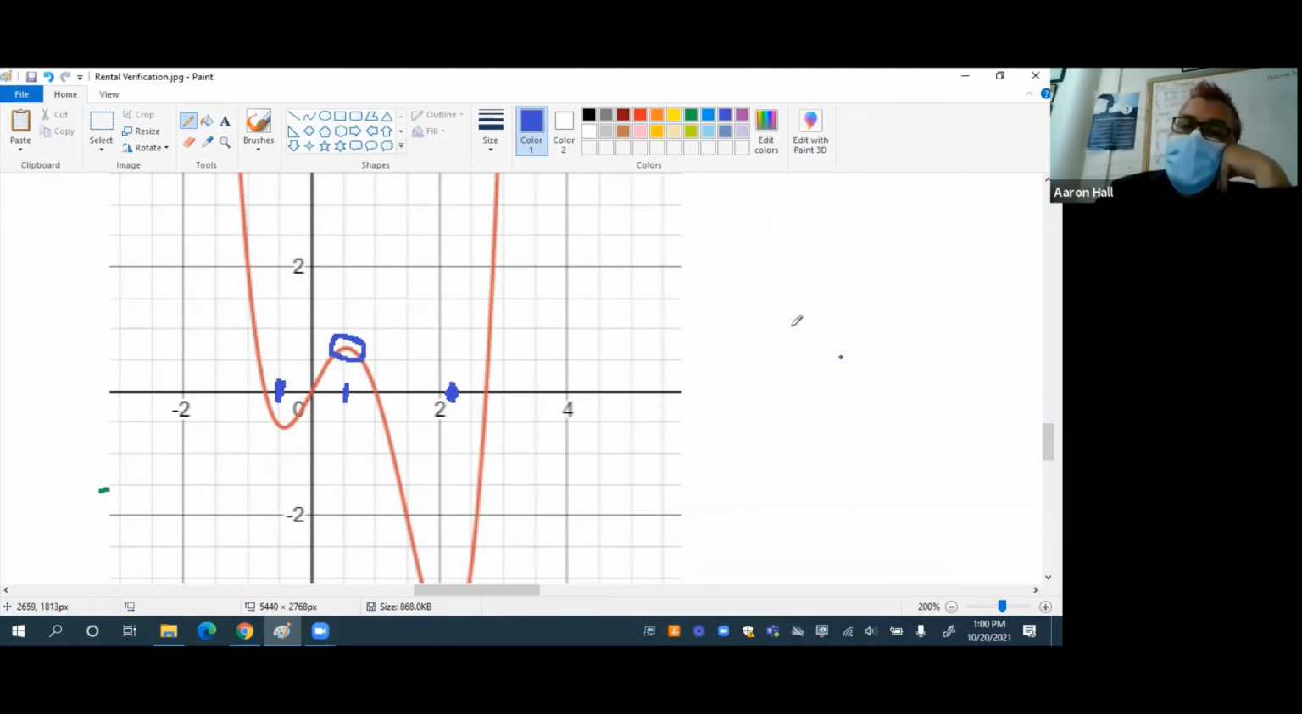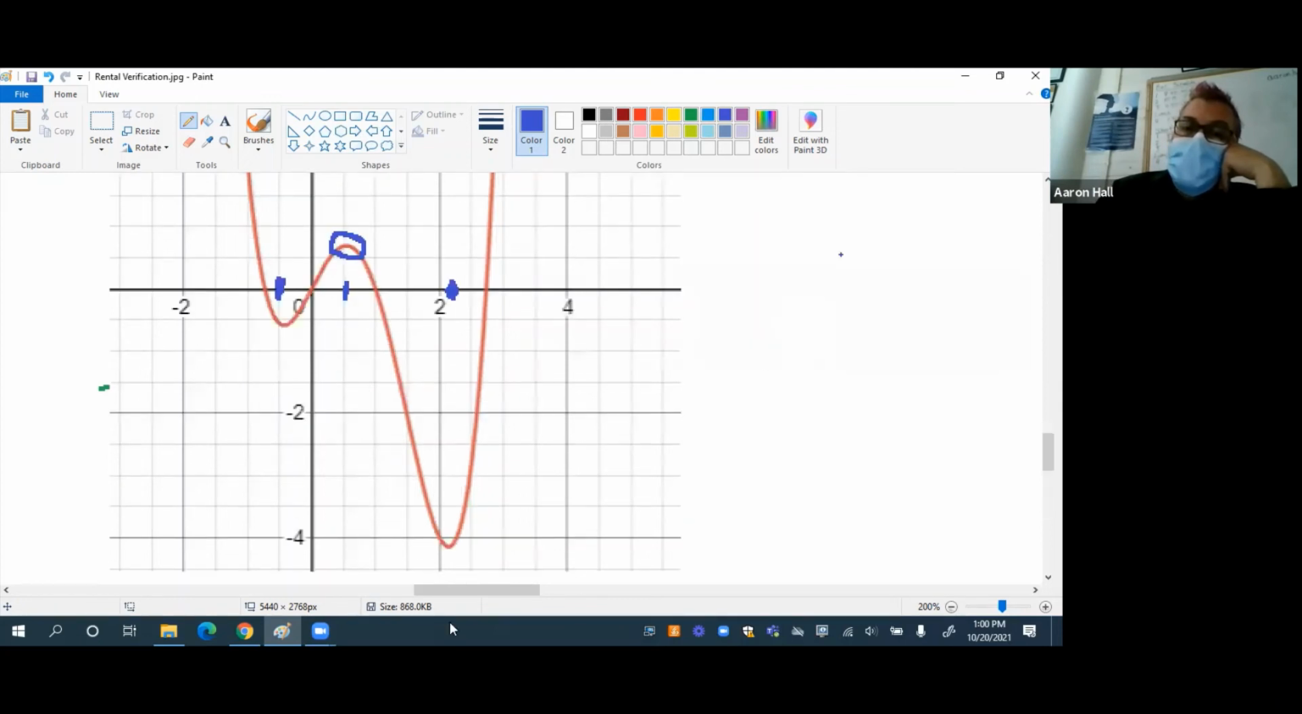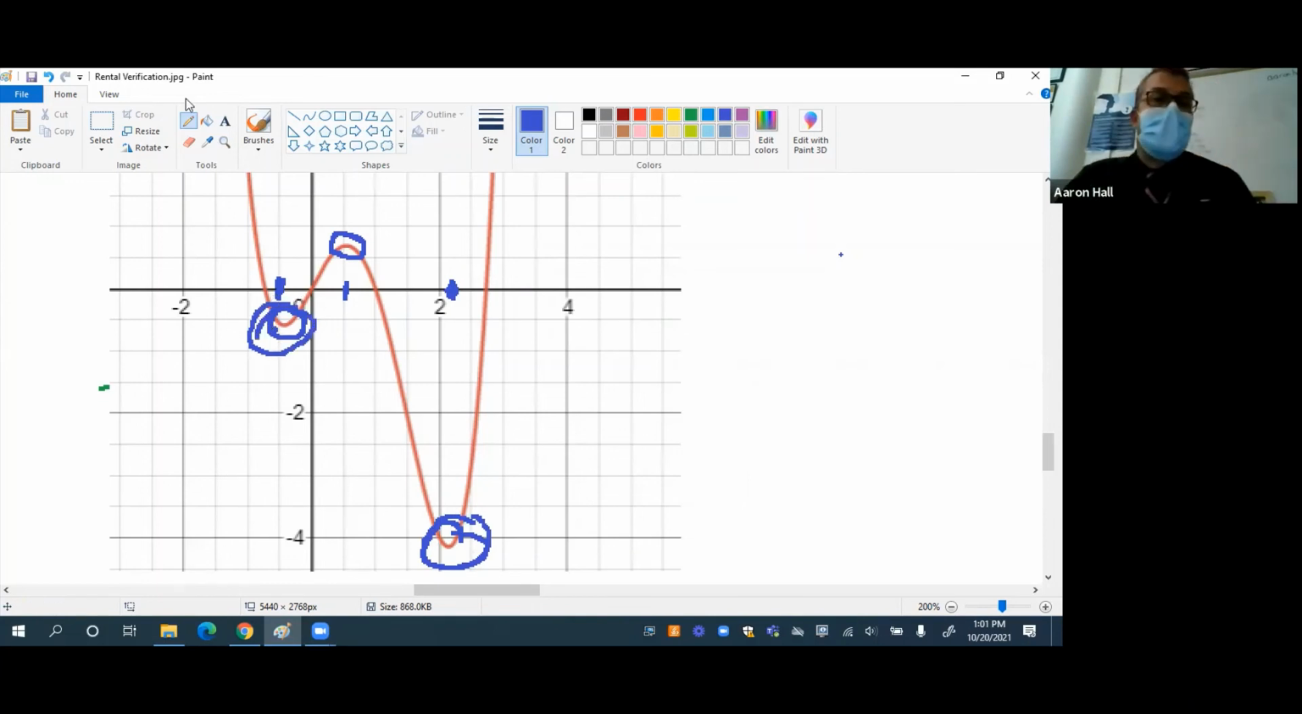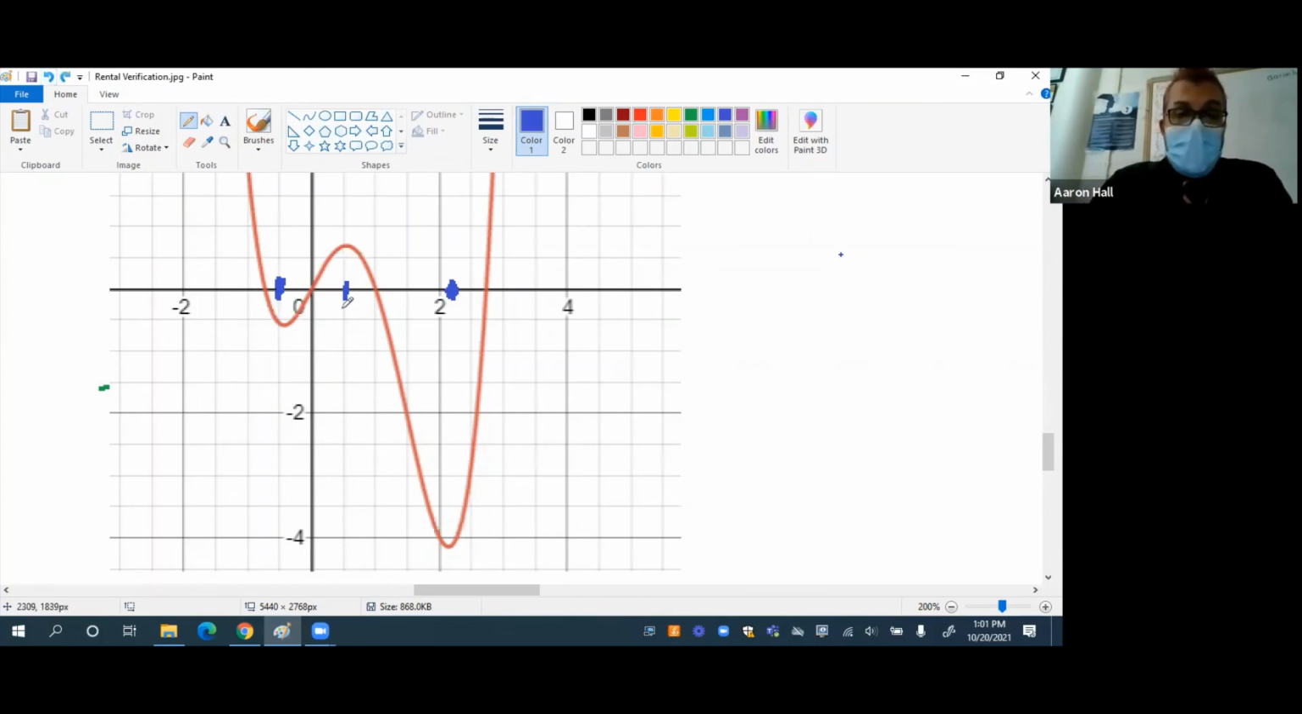Do we have a global minimum? Yeah, we do right here. Is this a global minimum? No, because the global minimum is here. So what do we call this? A local minimum. That's a local minimum. All right, so we've defined all of our maxes and mins here.